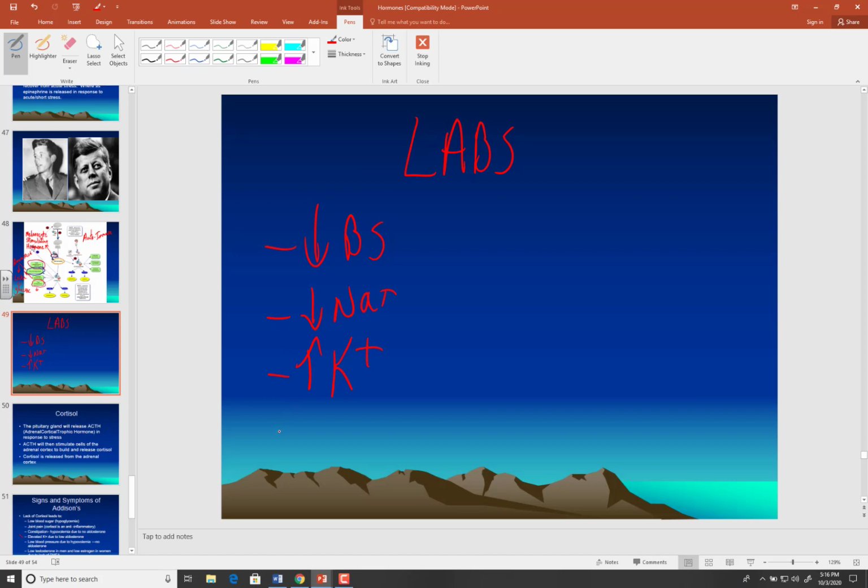And depending on whether it's primary or secondary Addison's, and I'll get to that, regardless, you're going to have low cortisol levels, low aldosterone levels, and low DHEA levels. These are the hormones that are typically measured.